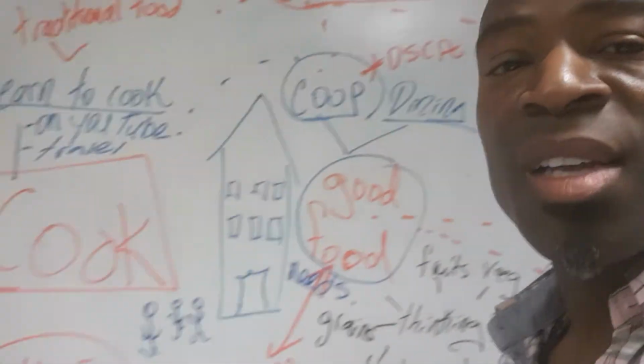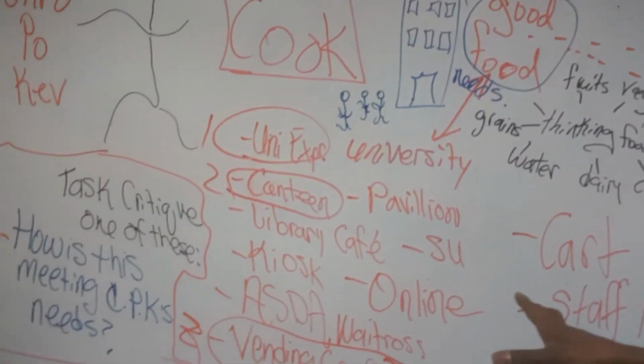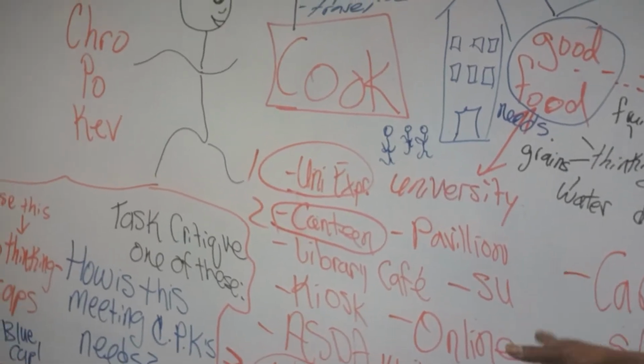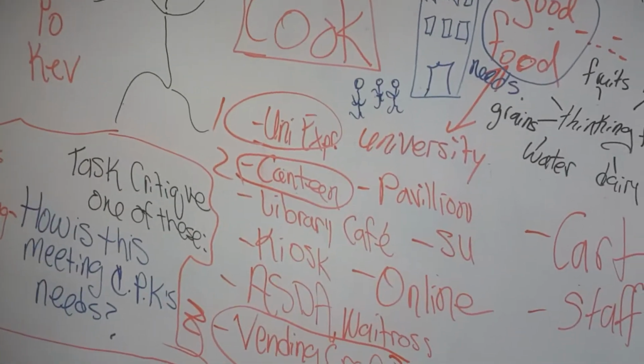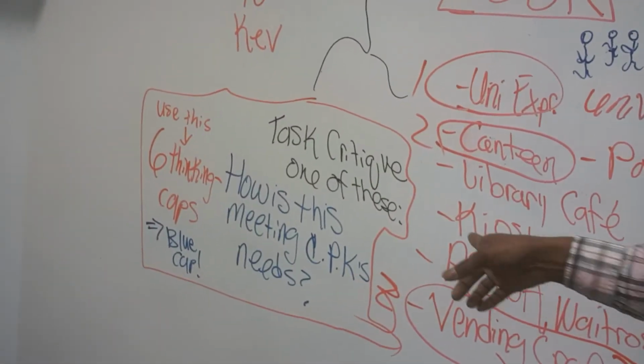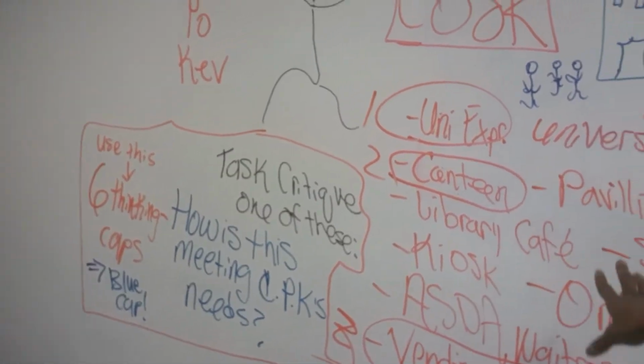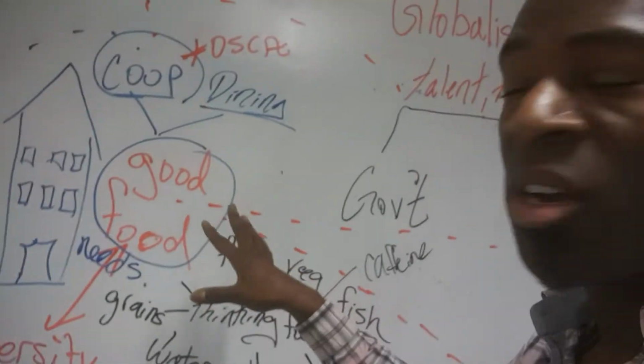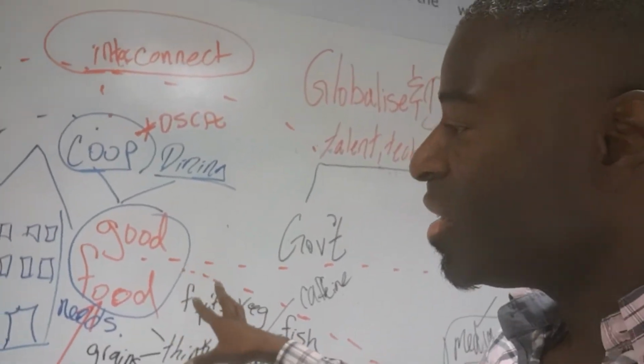And then the students also listed all of the different food outlets, all the different places that you could get food on campus. You see the circles here because I put them in groups for them to go out to explore and critique each of the food outlets in terms of how they're meeting Chronic Poverty Kevin's needs or not.